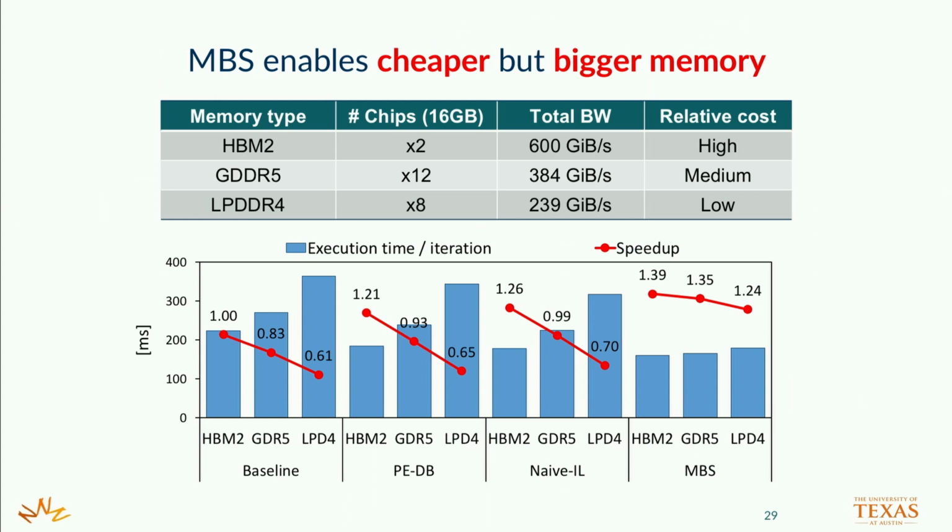And as you can see here, even using LPDDR4 with MBS can still perform better than double buffering and shows a very comparable performance with naive interlayer data reuse. So this says that MBS can enable using cheaper but much bigger memory for CNN training.